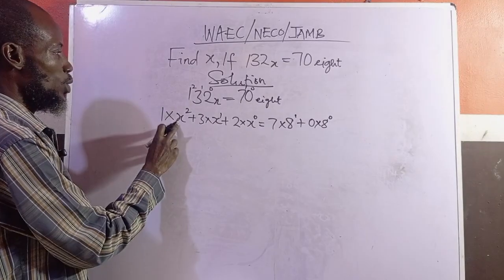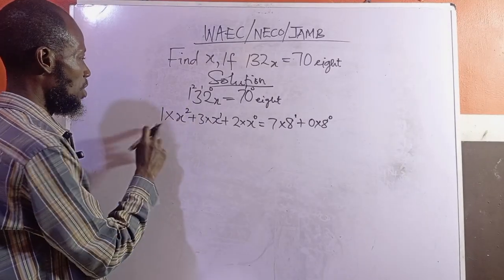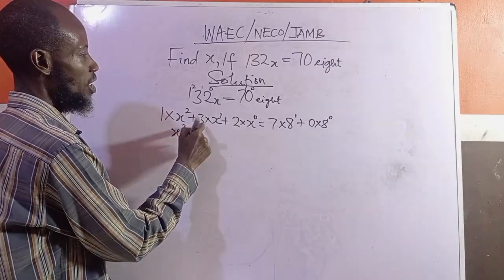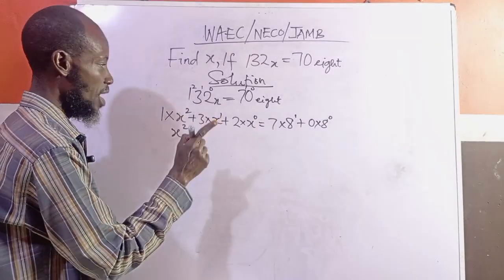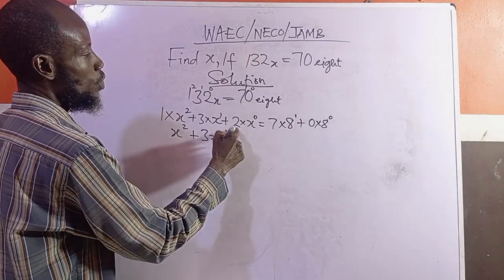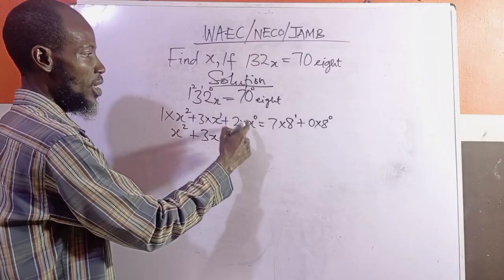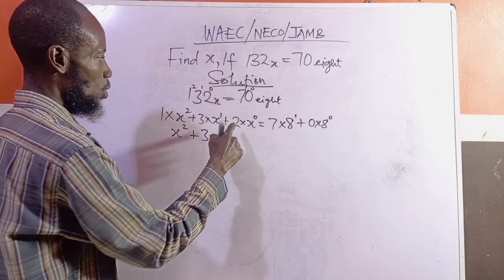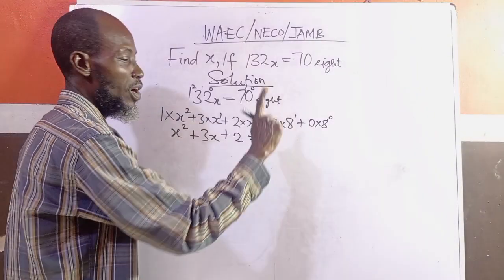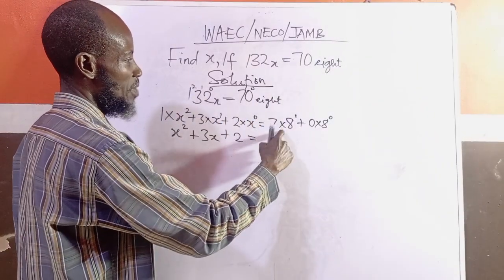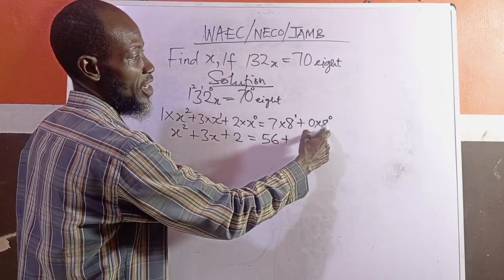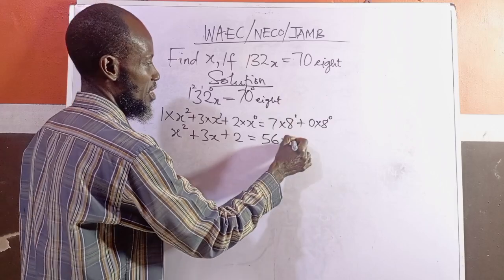Now, x to the power of 2 times 1 still gives us x to the power of 2, plus 3 times x to the power of 1 is x, so that will give us 3x, plus 2 times x to the power of 0. x to the power of 0 is 1, so 2 times 1 is 2, is equal to 7 times 8 to the power of 1, that is 8. So 7 times 8 is 56. Then plus 0 times 8 to the power of 0, that is 0.